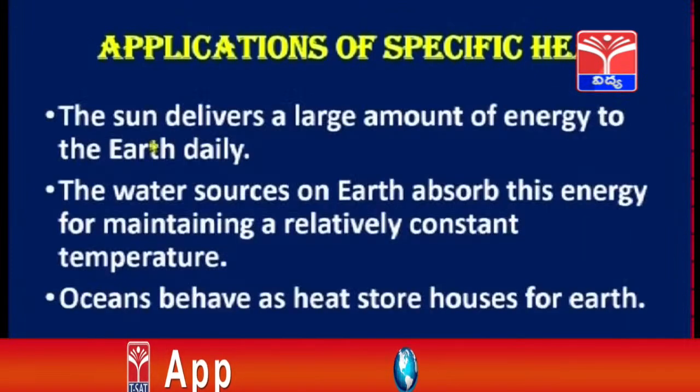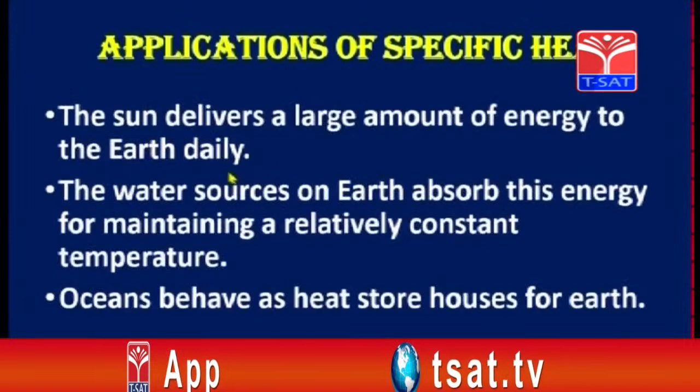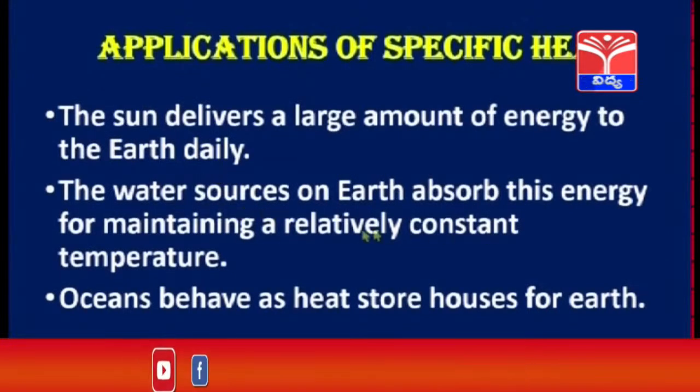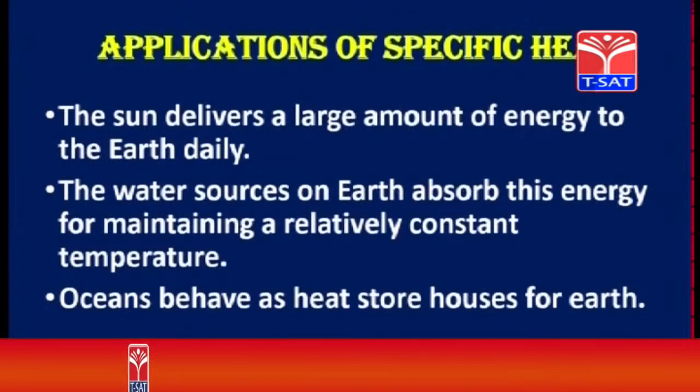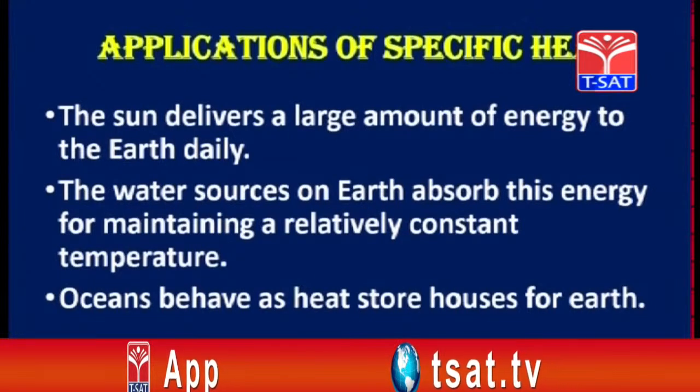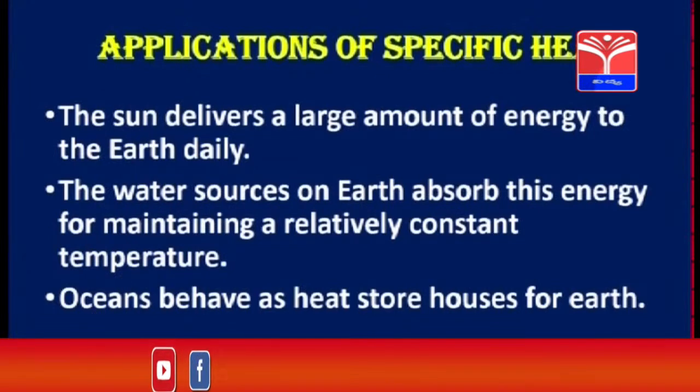Then, children, the sun delivers a large amount of heat energy to the Earth daily. The water sources on Earth absorb this energy for maintaining a relatively constant temperature. So, the water surfaces, children, because of their high specific heat capacity, do not show an immediate rise in temperature. They retain the heat inside them. So, we say the oceans behave as heat storehouses for Earth.